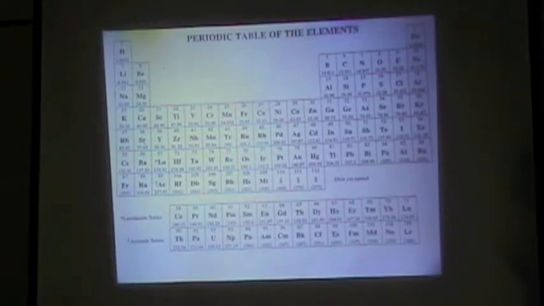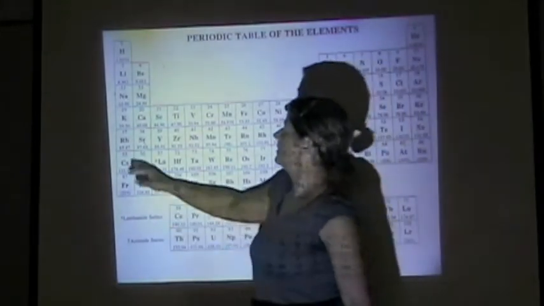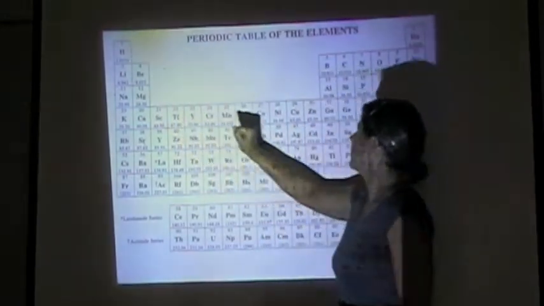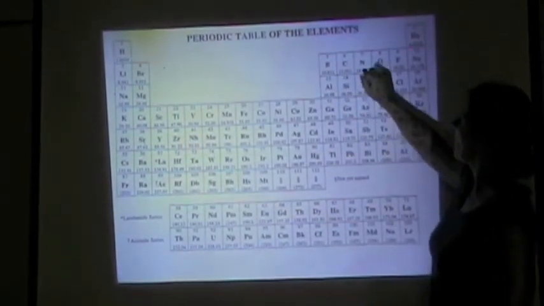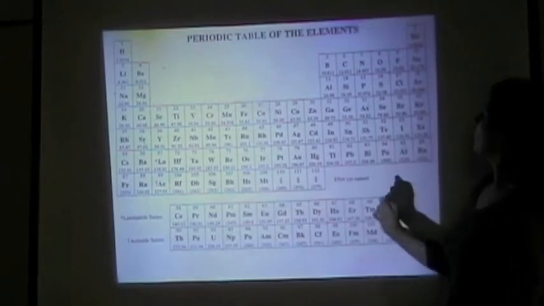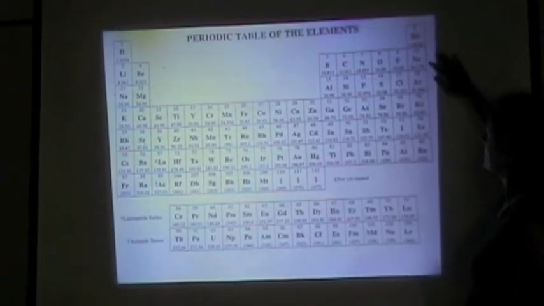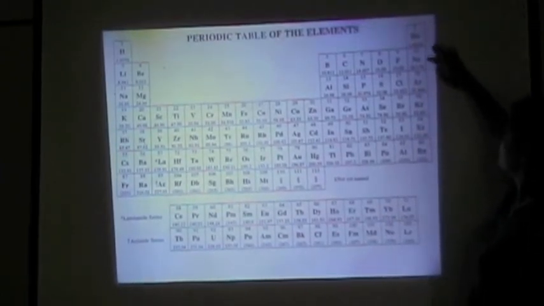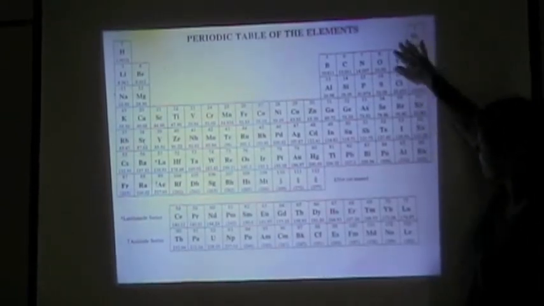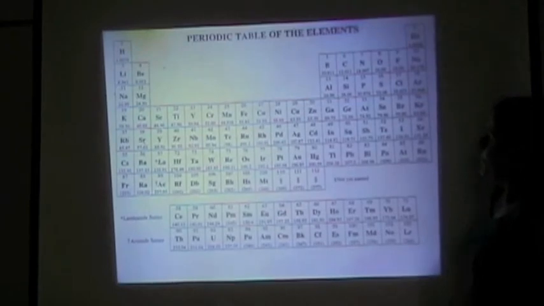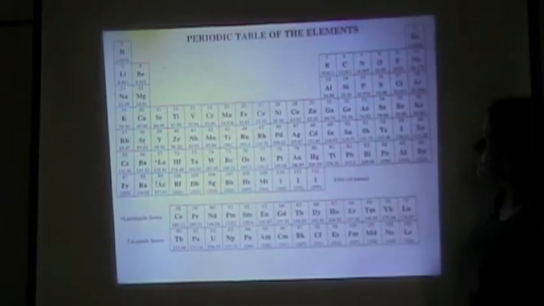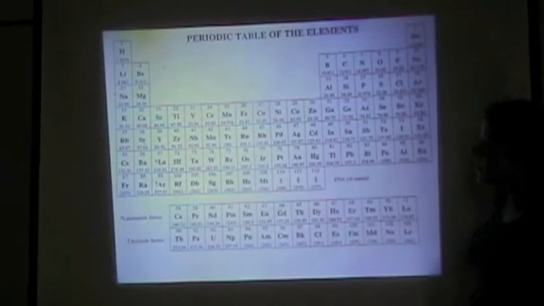So we've got hydrogen, helium, lithium, beryllium, boron, carbon, nitrogen, oxygen, fluorine. Our whole group of noble gases, including helium, neon, argon, krypton, xenon, radon, the halogens. Now, these are very, very different from each other.